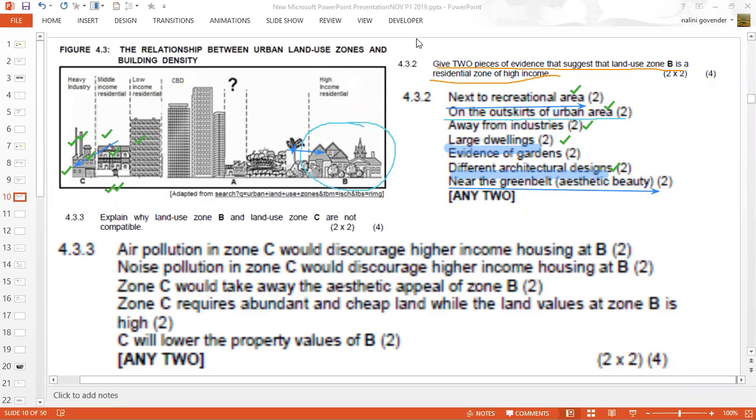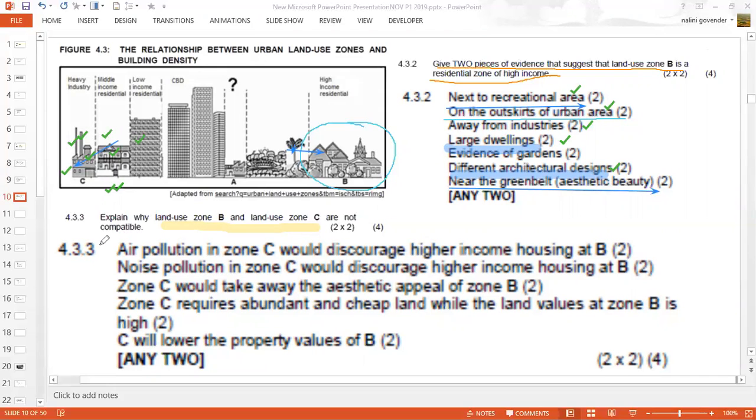Right, let's move on to our next question. Different color we want, let's take the yellow. Explain why land use zone B and C are not compatible. What that means is that they should not be in the same area. They don't agree with each other. These land use zones are harmful to each other, and they can't exist in the same place. They are in conflict with each other. Hence the word incompatible. All we want is 2 reasons.